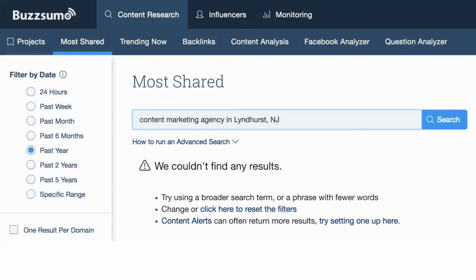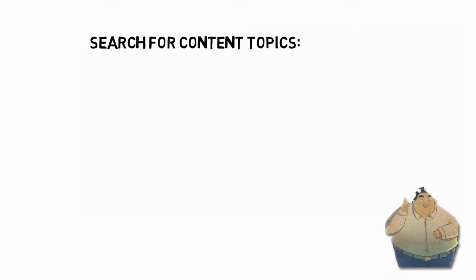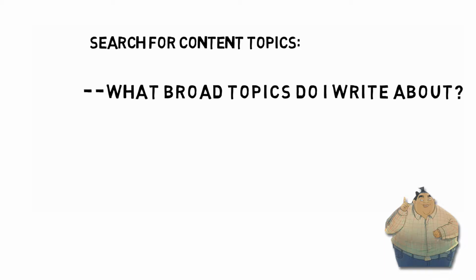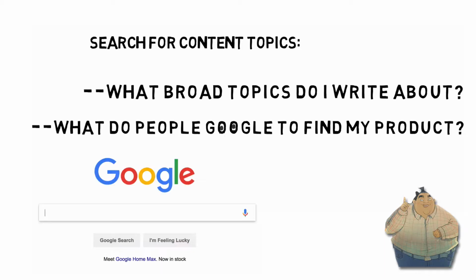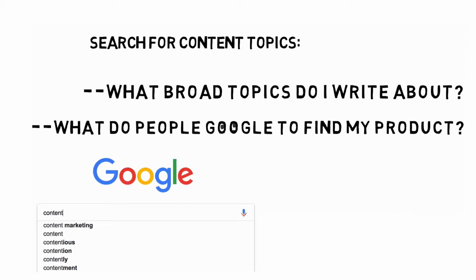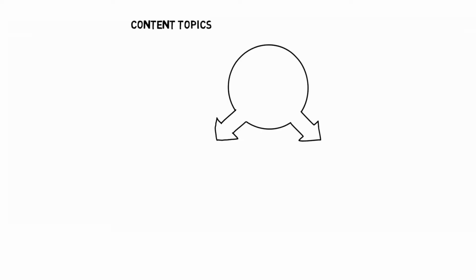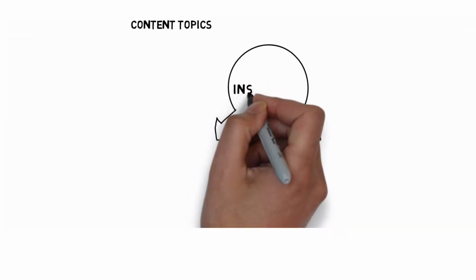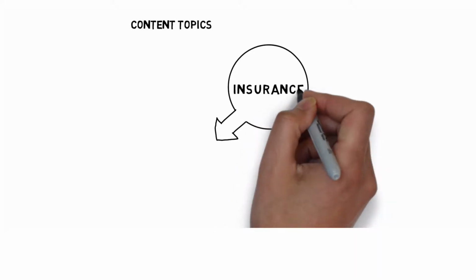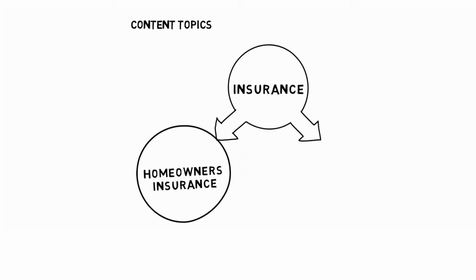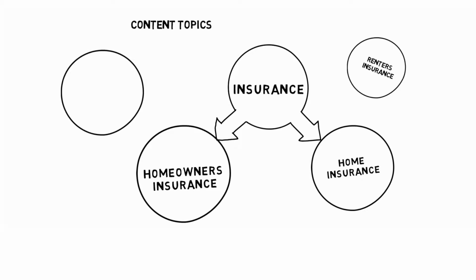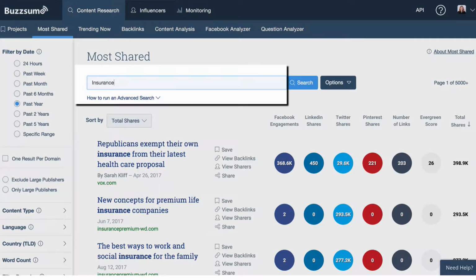Think instead about the topics and subtopics you write about. If you aren't sure, ask yourself what someone would Google if they needed your product. For example, if I'm writing for a homeowner's insurance company, my broadest topics would be insurance, homeowner's insurance, or home insurance. People might also look for fire insurance or renter's insurance. Let's begin with the broadest term, insurance.